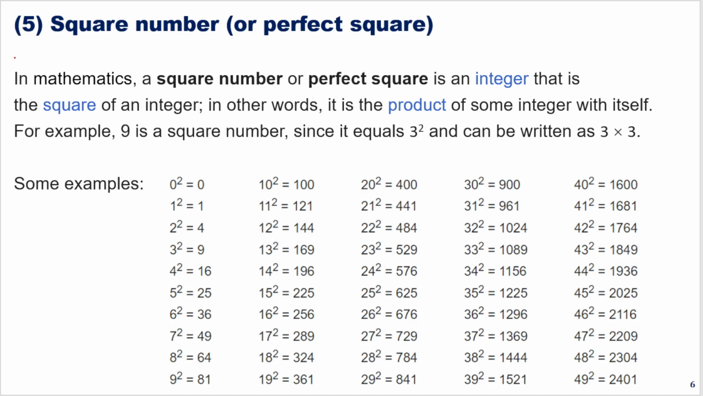And here are some examples in the scope of from 0 to 49. All of these numbers here on the right side are called perfect squares because they can be written as some integers squared. You see that?